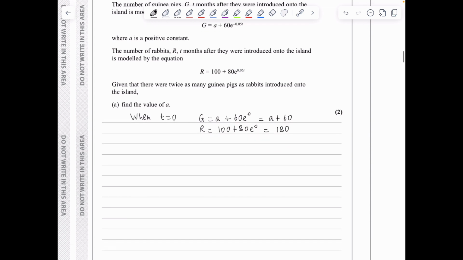Well, we are told that the number of guinea pigs is twice the number of rabbits, so G is 2R. So A plus 60 is equal to 2 times 180, leading to A plus 60 being equal to 360, and therefore A is equal to 300.